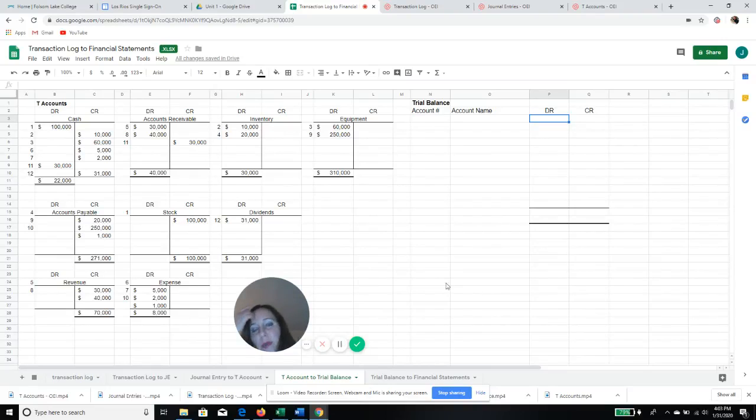In the last video, we created our T accounts, which I have here on the left side of my screen. Now we're going to create a trial balance. A trial balance allows us to put all of our account balances onto one sheet.